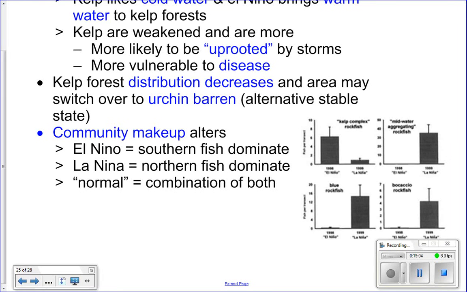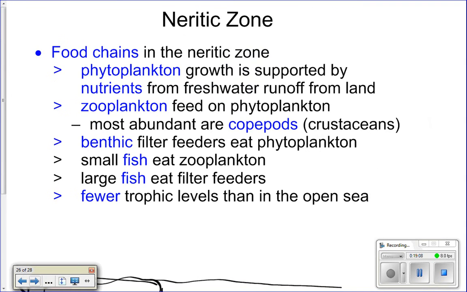temperature of the water, which is kind of interesting. Okay, so that's the types of things that you'd find in the hard bottom substrates in the coastal ocean, right? Coral reefs, which we talked about, found in the tropics, kelp forests, found in temperate and subpolar regions.